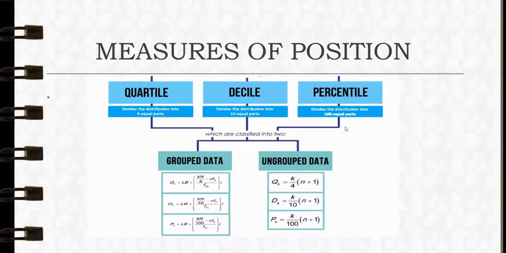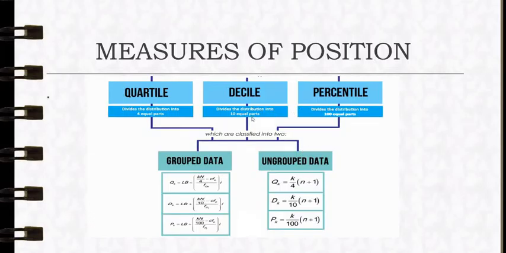There are three commonly used, as I've said: quartiles, deciles, and percentiles. Quartiles divide the distribution into 4 equal parts. So we have the first quartile, second quartile, third quartile, and fourth quartile. The second quartile is just equal to the median, because the second quartile divides the distribution into 2 equal parts. The first quartile identifies the lower 25%. The third quartile, or Q sub 3, identifies the upper 25%.